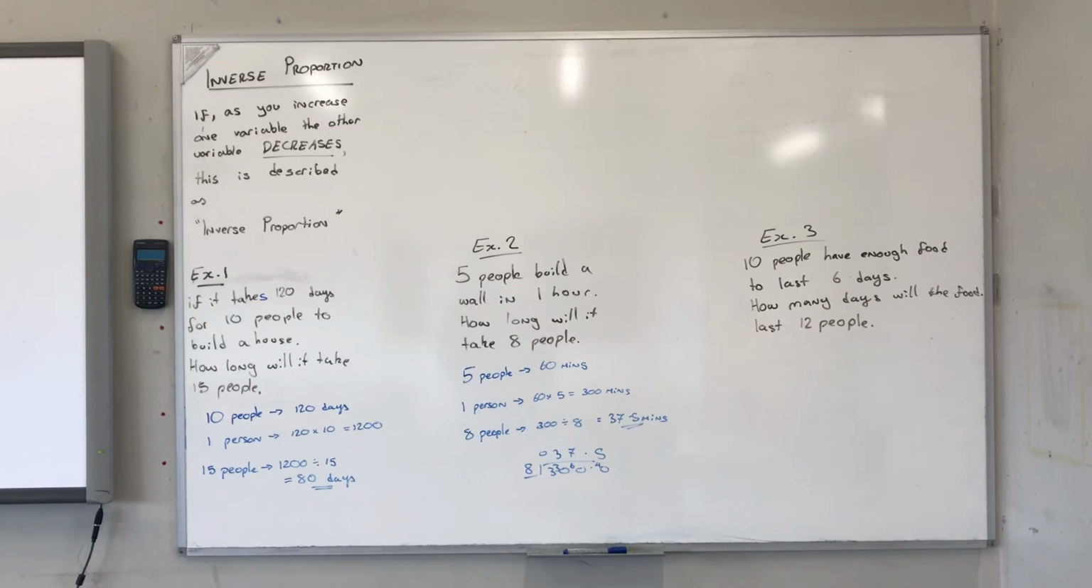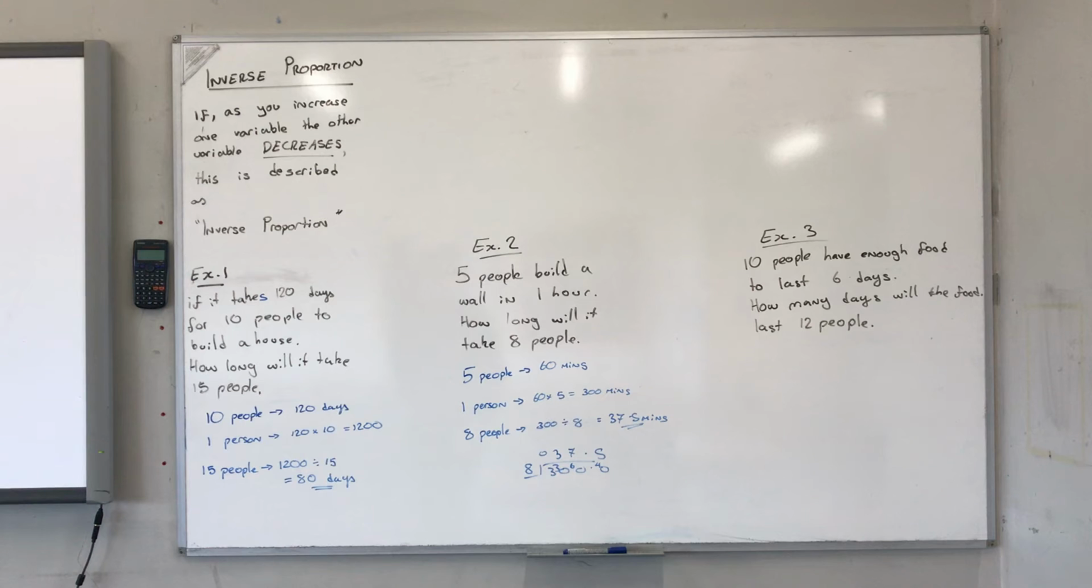So we started with 5 people equals 1 hour. I could see that I didn't really want to deal with 1 hour because it was going to end up with a decimal, so I changed it into 60 minutes because that's going to be easier to deal with looking at the units. It's not always going to be that case, but we want to work in units that are going to be convenient. One person is going to be 60 times 5, which is 300 minutes.